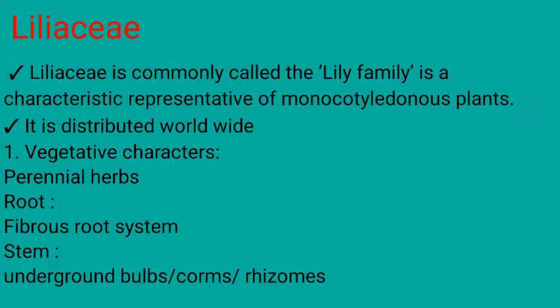First, vegetative characters. Most of them are perennial herbs. Perennial in the sense the plant lifespan is more than 2 years. Herbs means very small plants. Root: Liliaceae family plants show a fibrous root system. Coming to stem, they show an underground stem. Some Liliaceae plants show bulbs, some show the underground stem corm, and some show the underground stem modification rhizome.